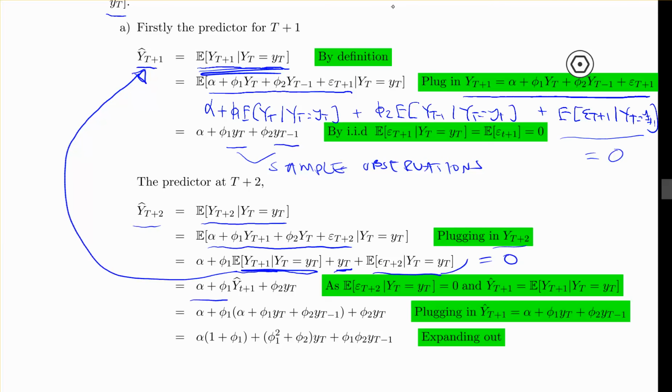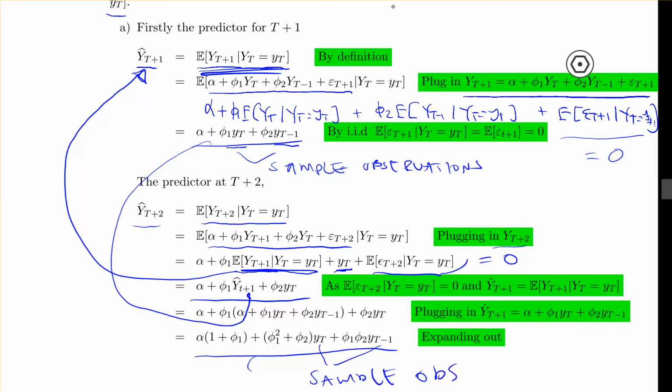So we get to this line here, and then we can just plug in the predictor from here into there and expand it out. So this here is the best predictor at time t plus 2 as a function now of the sample observations which we have.